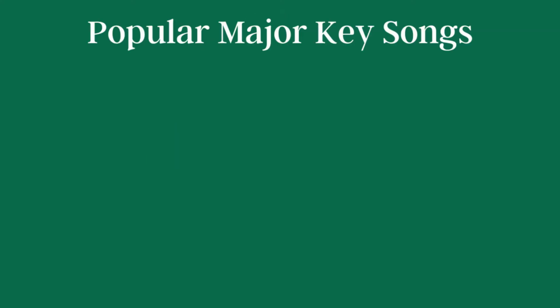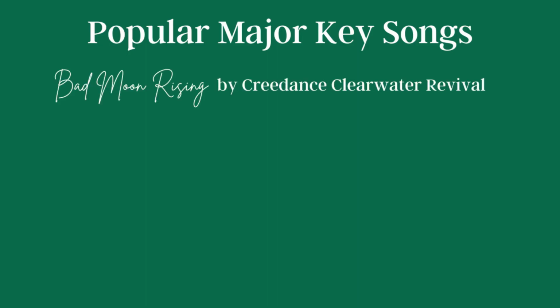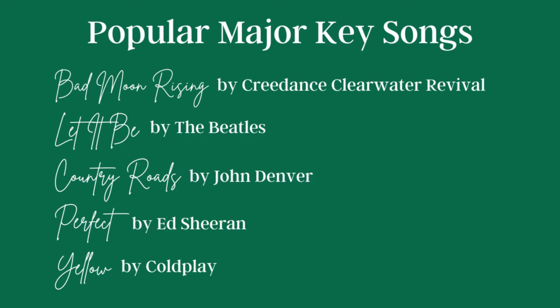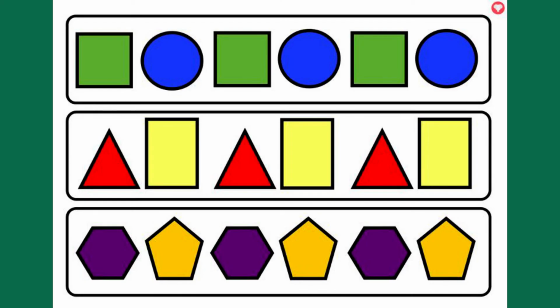Did you notice how they sound the same? Some popular major songs include Bad Moon Rising by Creedence Clearwater Revival, Let It Be by the Beatles, Country Roads by John Denver, Perfect by Ed Sheeran, and Yellow by Coldplay, and so on. Like I mentioned before, the major scale is just a pattern that's always the same, every single time.